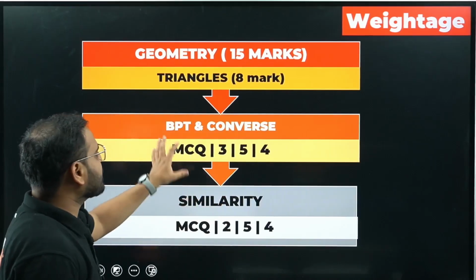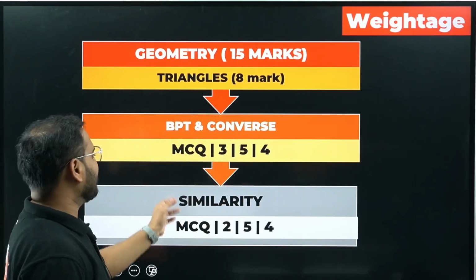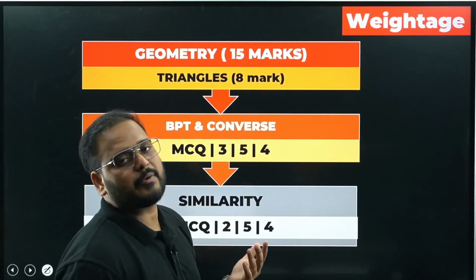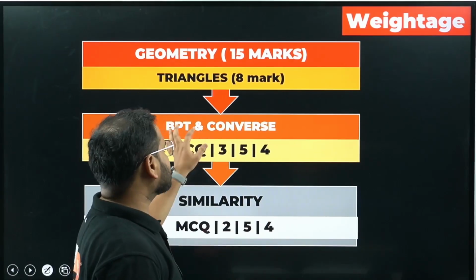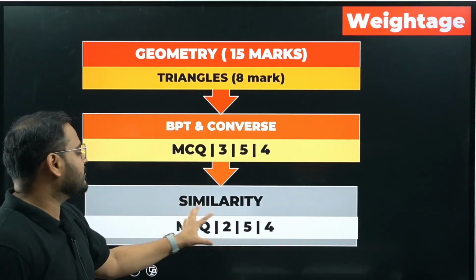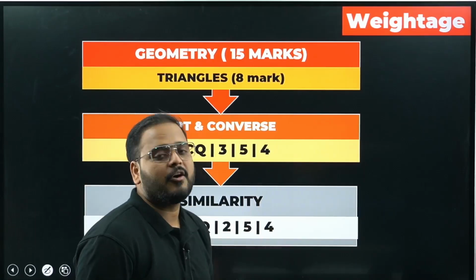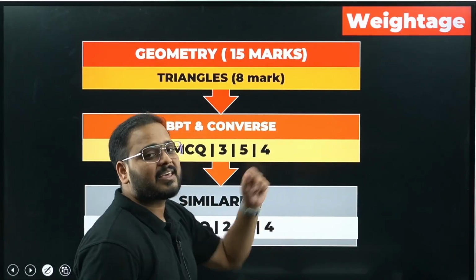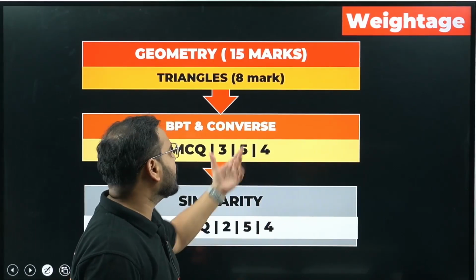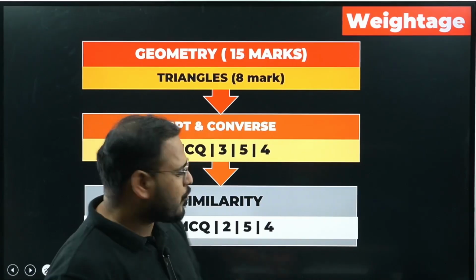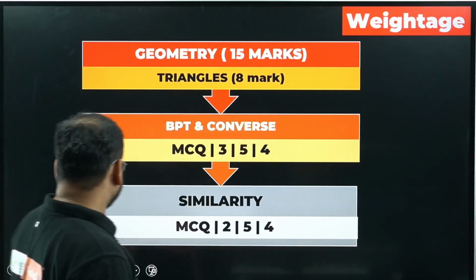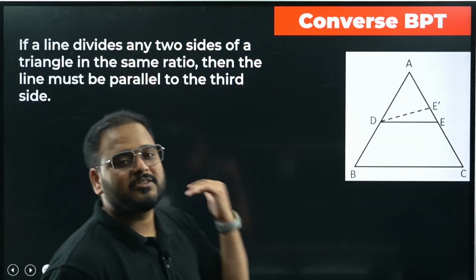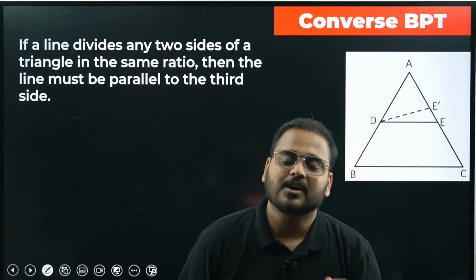So all of that is considered. Then we can expect questions on BPT and Converse in the MCQ category, 3 marker, 5 marker and 4 marker. Same goes with similarity, MCQ, 2 marker, 5 marker and 4 marker. When I say 4 marker, I mean case studies. Case study can be asked in similarity or BPT as well, but more likely in similarity. Okay, you can expect a case study, okay? Chaliye. So whenever you're preparing for the chapter, know whatever question can be asked and you should be prepared for it, okay?